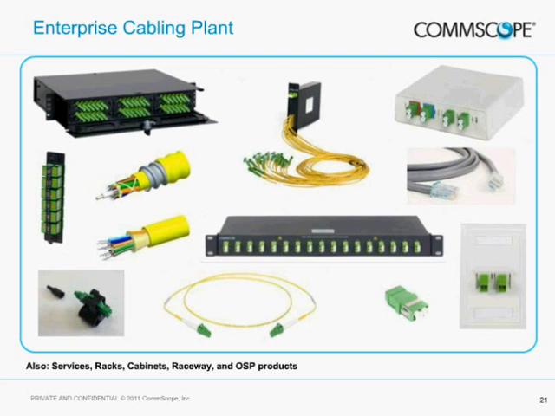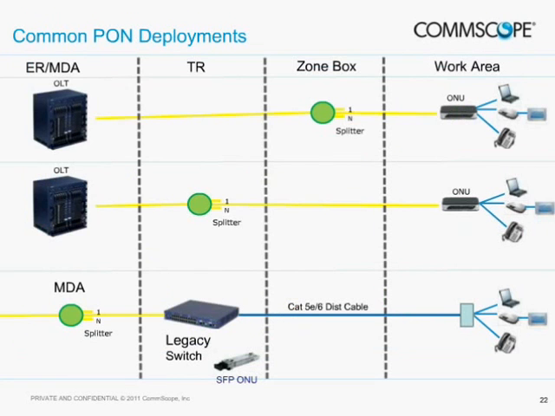There we go. Okay. So some common PON deployments. Now, this is another slide that would be very helpful if you got the entire deck. There's actually five examples. Only three are shown here, but I'll go over them. So if we think about the equipment room or the main distribution area having an OLT in it, the top example is showing that it's bypassing the TR.